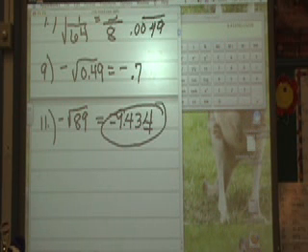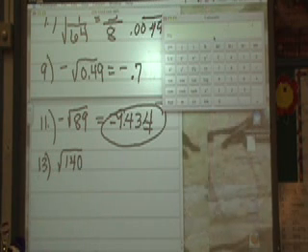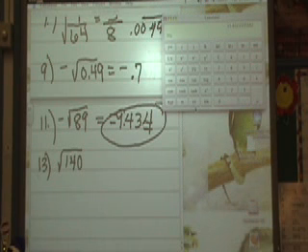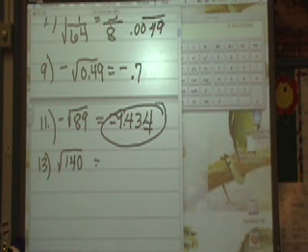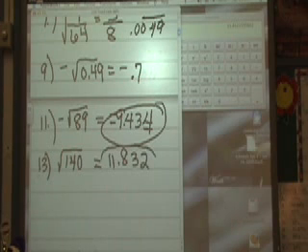So it's negative 9.434. Number 13, the square root of 140 to the nearest thousandth. Enter it into your calculator. Hit the square root key. What's the answer going to be, Kyle? 11.832. To the nearest thousandth, that's correct.